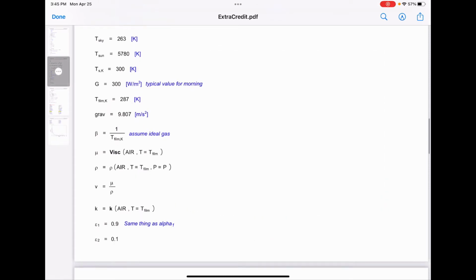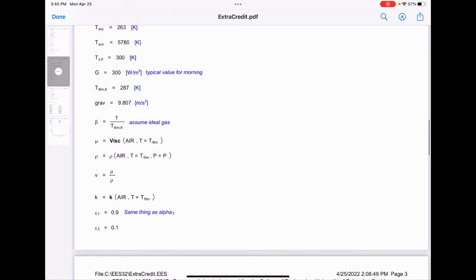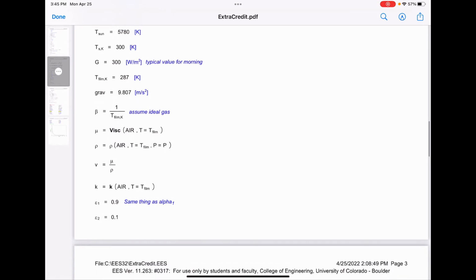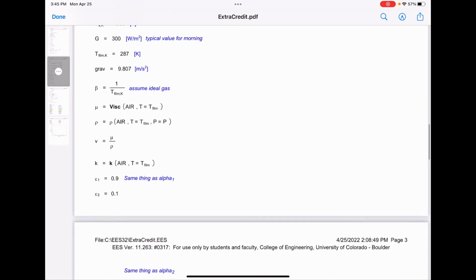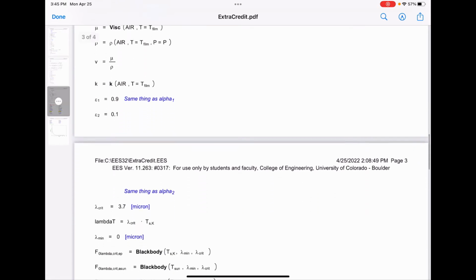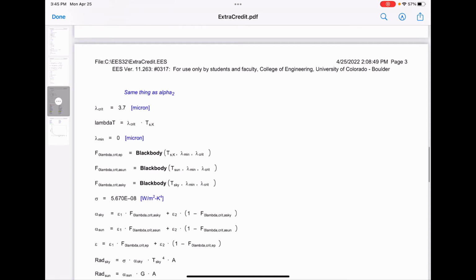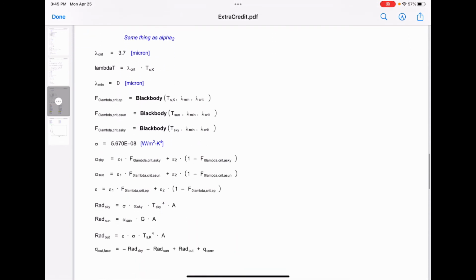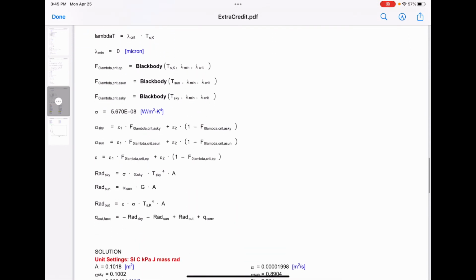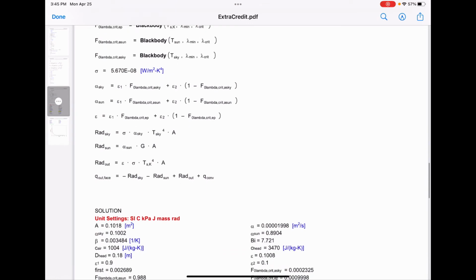We can also do some radiation calculations so we can see that we define the temperature of the sky, the sun, and the surface of our skin. Our G value isn't very large since it was the morning, and we could also define all the other parameters that go along with this. The critical wavelength of our skin came out to 3.7 microns, which was found on the internet, and you could see our setting up our fractions and our alphas, and then setting up the equations to calculate the radiation from the sky, the radiation from the sun, and the radiation out of our skin, and then putting them together to get a final number for total heat transfer.